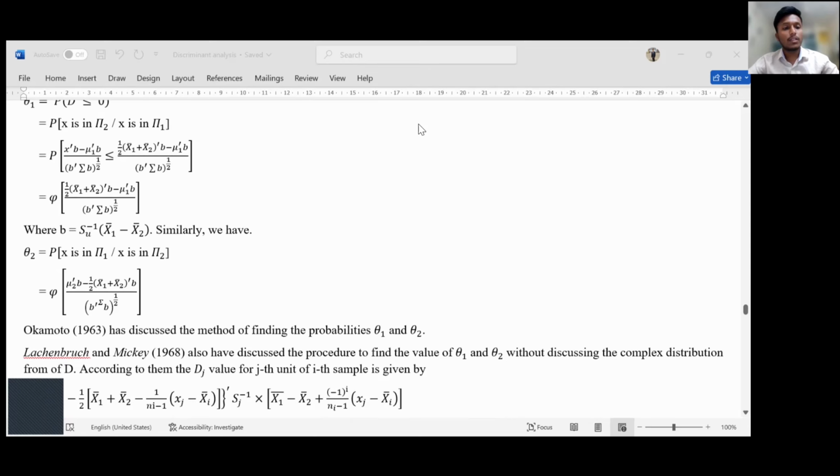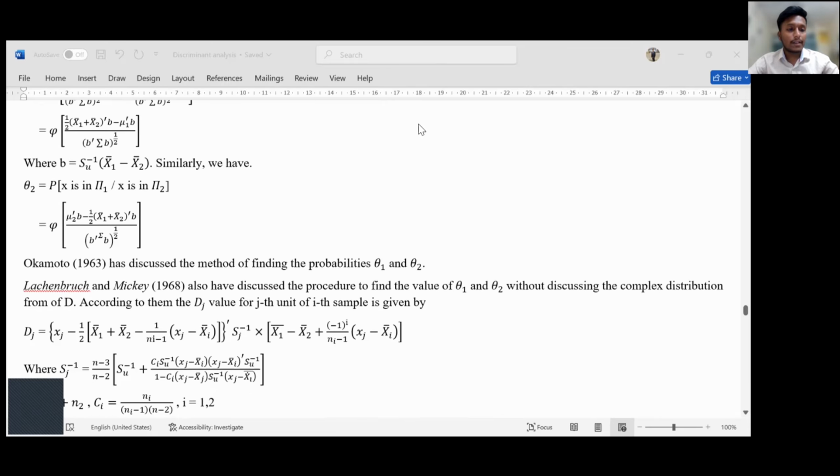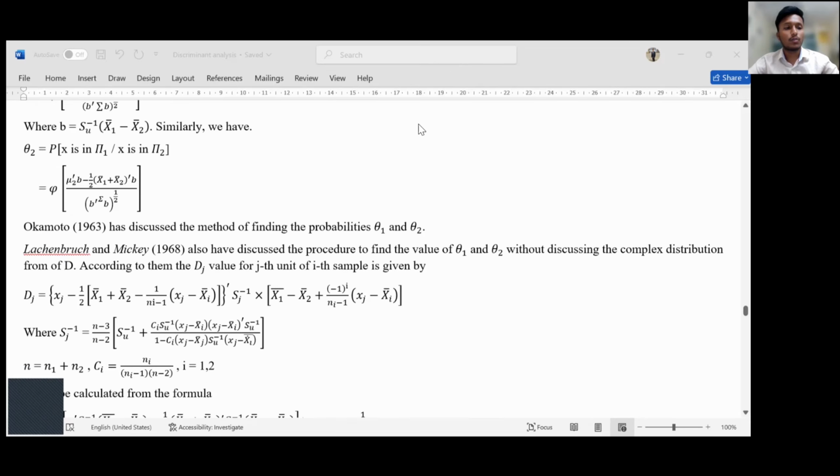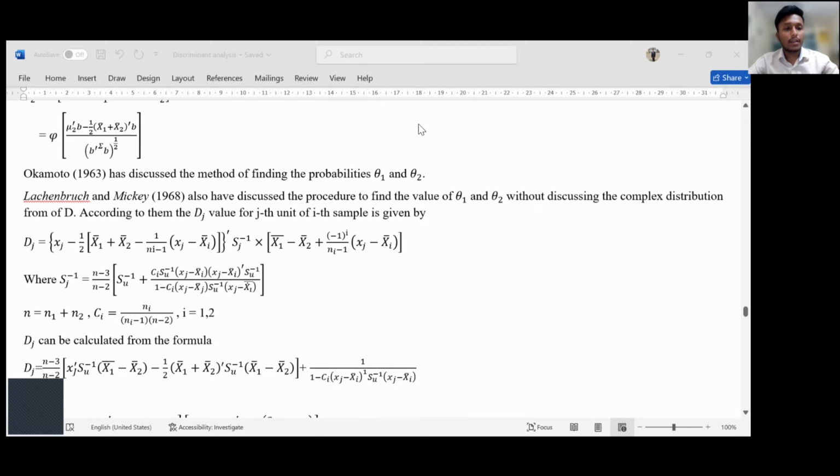It means the object belongs to population 2 but is classified into population 1, which is equal to phi of (mu1 minus mu2)' b minus 1/2 (x1 bar plus x2 bar)' b divided by (b' sigma b) raised to half. Okamoto 1963 has discussed the method of finding the probabilities theta 1 and theta 2. Lachenbruch and Mickey 1968 also discussed the procedure to find theta 1 and theta 2 without discussing the complex distribution of D.